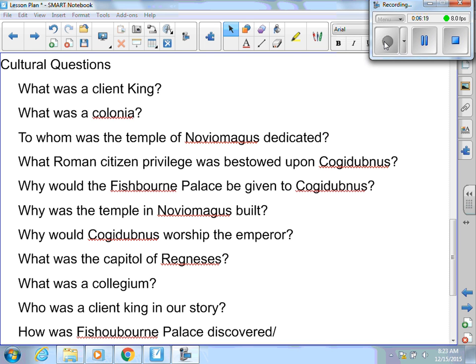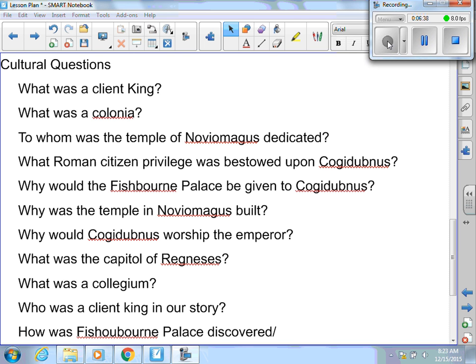What was the capital of Regnisus? Or Regnisus? It was Noeomagus. What was a collegium? That was a collection of farmers or tradesmen. There's just basically a union of sorts. Who was a client king in our story? Of course, it was Cogidubnus.